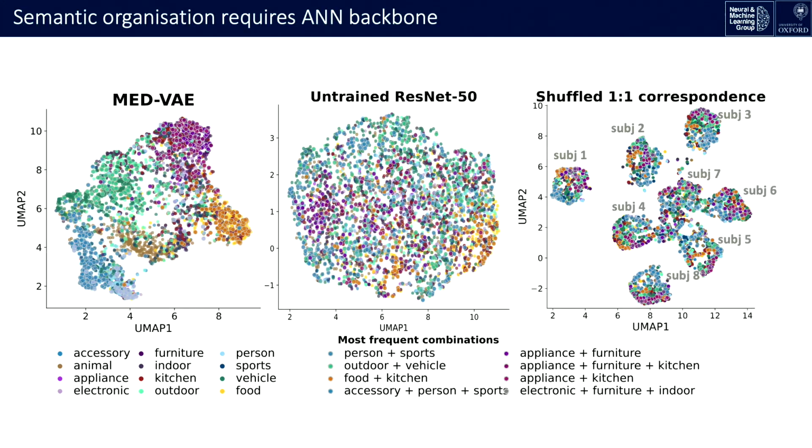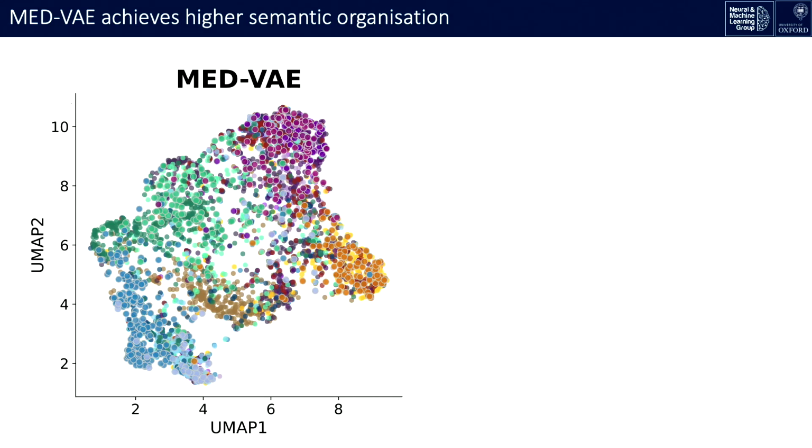We also run 2 controls, one with an untrained ResNet instead of the ImageNet pre-trained one that we use in our baseline, and one where we have shuffled the one-to-one correspondence between the ResNet and the fMRI data. And these 2 controls show that this nice semantic organization that we see here requires an ANN backbone and also task-relevant representations.